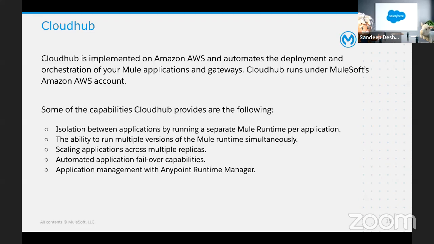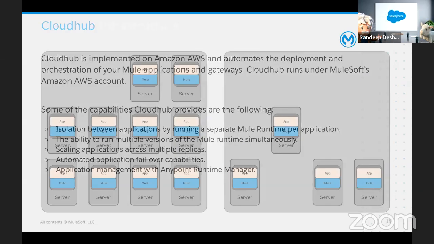One thing to note about CloudHub is that every application will have its own separate Mule runtime. We deploy the applications in what we call workers, which are similar to servers on-prem. And on each server or worker, there is one single application. So scaling happens in multiple workers. If you want to have multiple replicas of that particular application, we deploy it in different workers. And then we have different features for CloudHub, such as failover capabilities, and you can also deploy your applications using Anypoint Runtime Manager, which is your web portal.